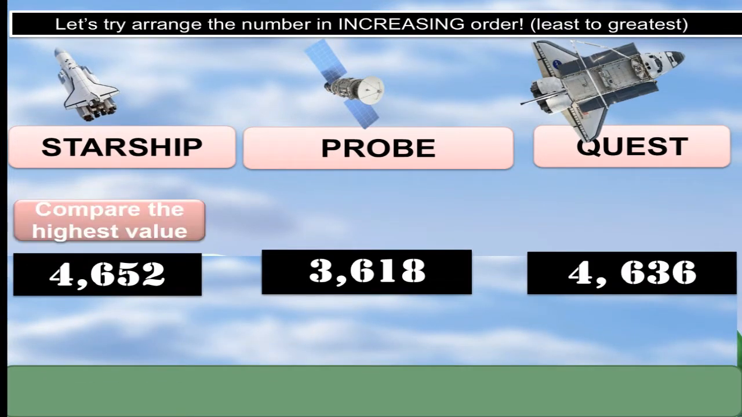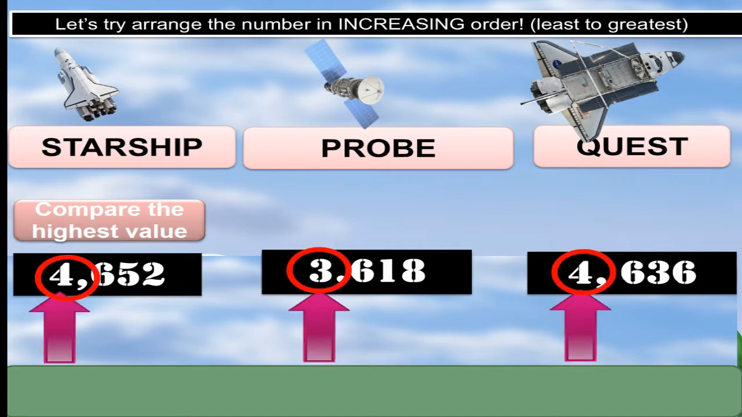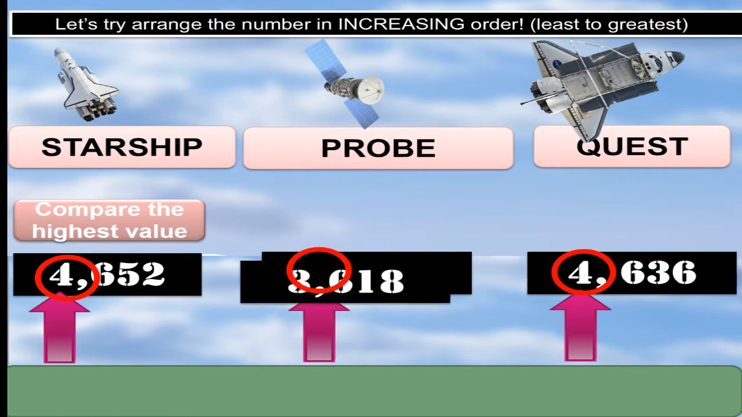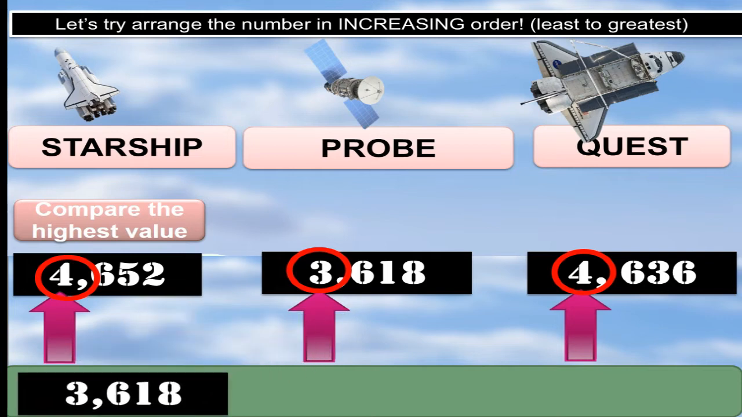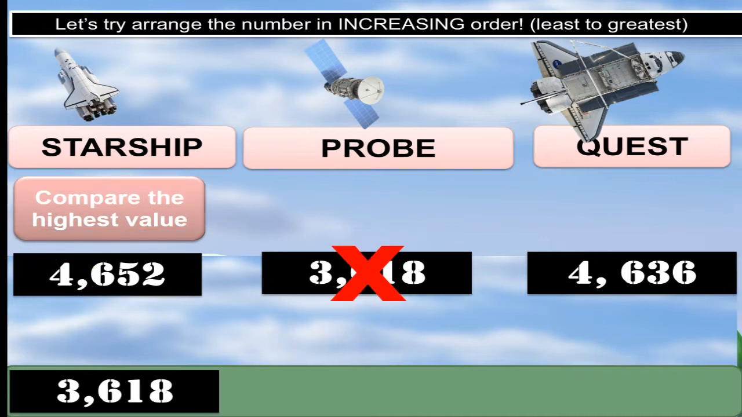Step 1 is compare the highest value. Let us compare the digits in the thousands place. So 4, 3, and 4. Basically, the smallest digit is 3. Therefore, 3,618 is the smallest number. Then, let's just cross this out.